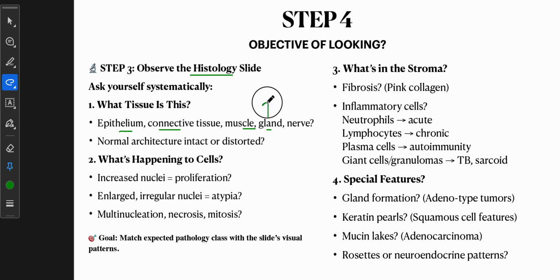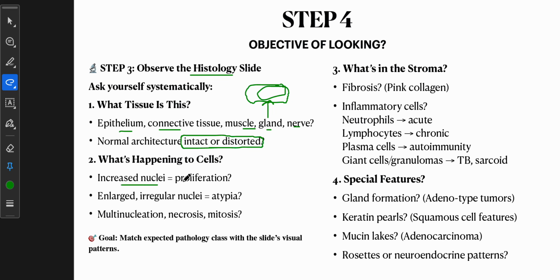In gland, there are a lot of lumen. If there is lumen, it is gland. You can remember like that. And nerve. What is the type of tissue? Normal architecture is intact or distorted. What is it? And what is happening to the cells?